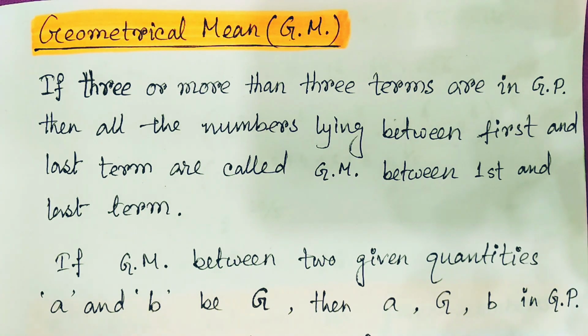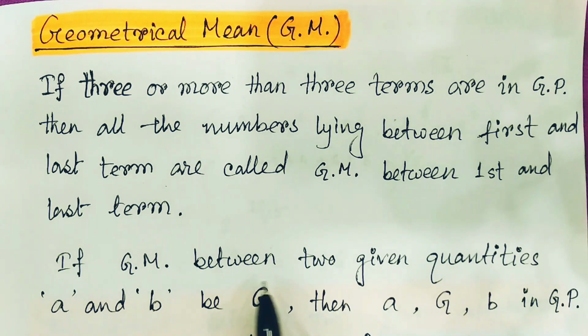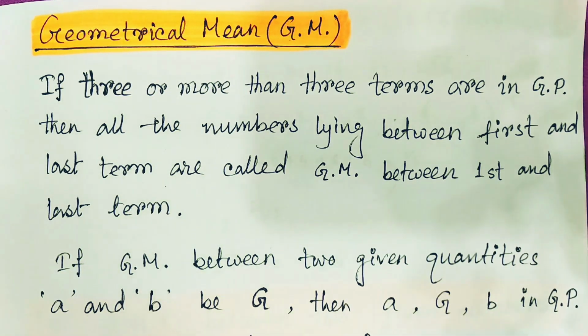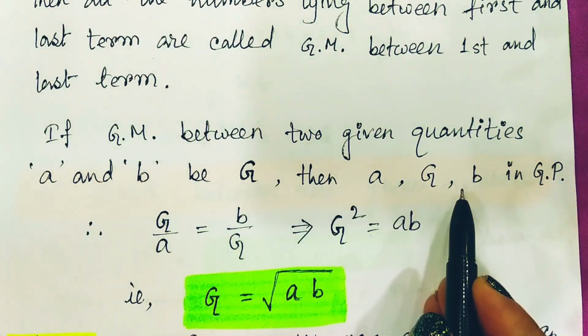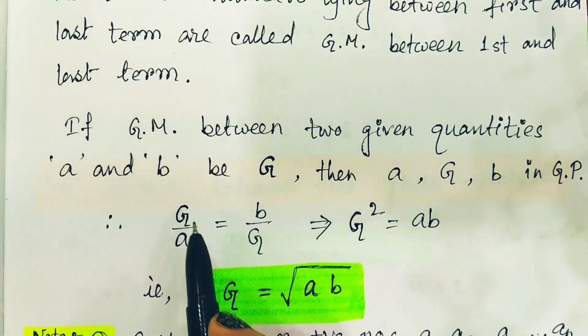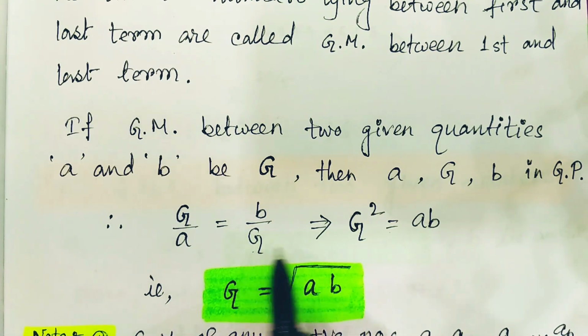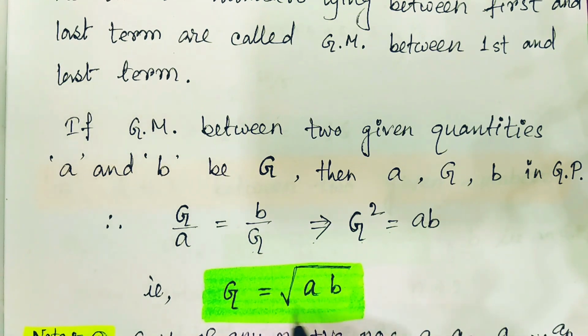If G is the geometric mean between two given quantities, say A and B, then it is denoted by the sign G. Then we can write A, G, B, which is in GP. Therefore, we can find G using the common ratio between them. That means the common ratio between A and G, and G and B, should be the same. So we can write G by A is equal to B by G, which implies G square is equal to AB. So we can say G is equal to root over A into B, which is the geometric mean between the two numbers.